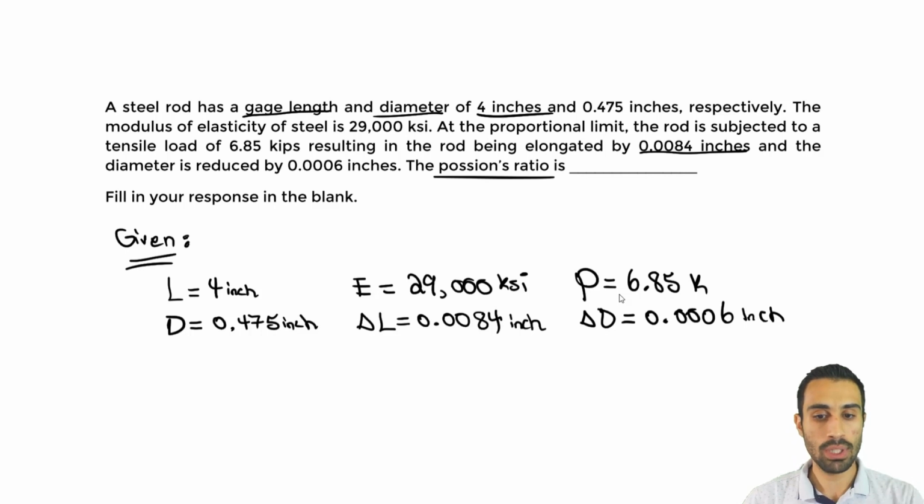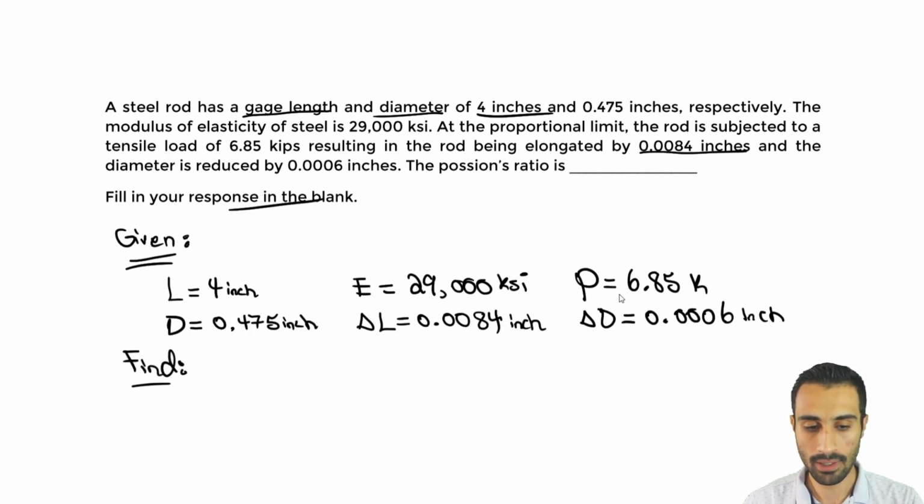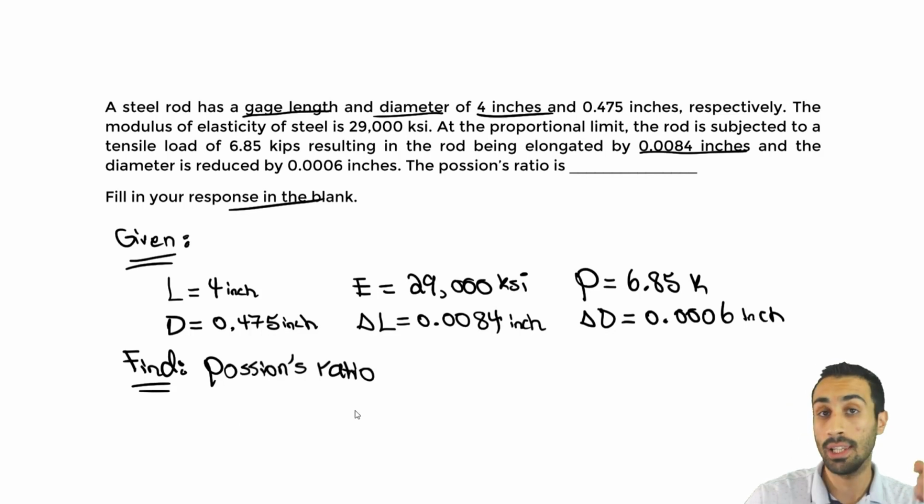So let's denote what we want to find. We want to find the Poisson's ratio. Find. Let me actually write it in this case for us. So Poisson's ratio. And we know we can give this a certain letter.